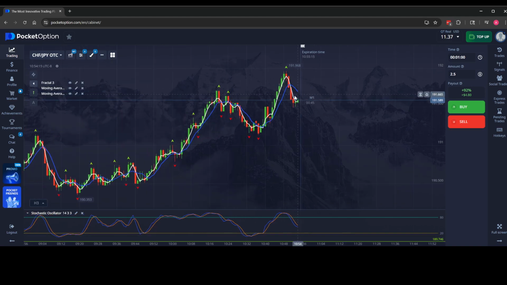This is looking interesting. So if we get a crossover towards the upside, I will take this. This is kind of in the middle, so it's not overbought, not oversold, kind of at the right price.